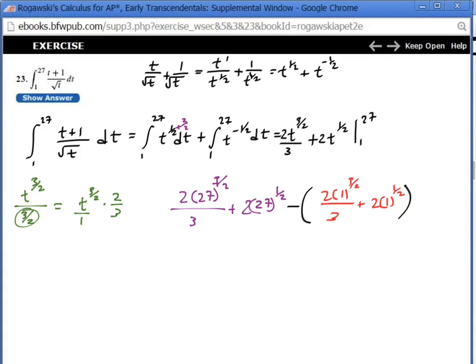Okay, and so now our job is just to simplify all this stuff, do some algebra or calculations. Actually, it's not really algebra. All right.